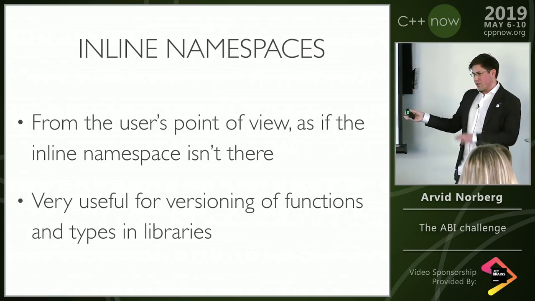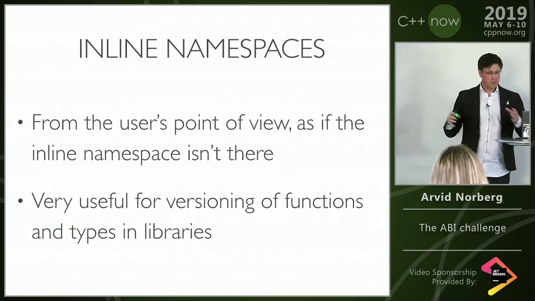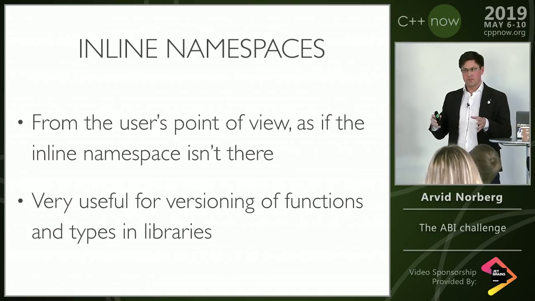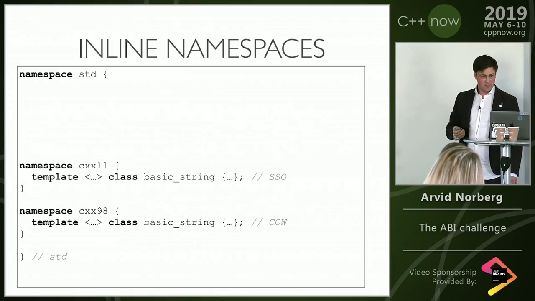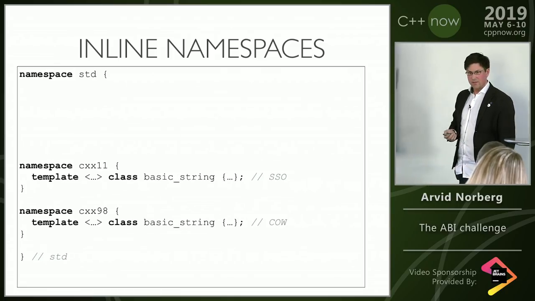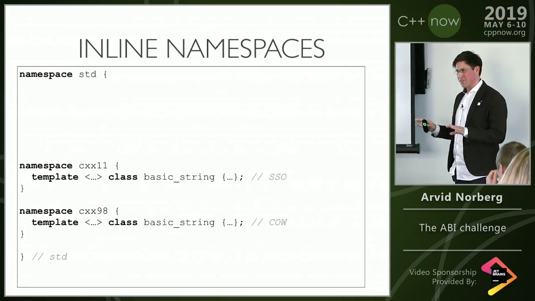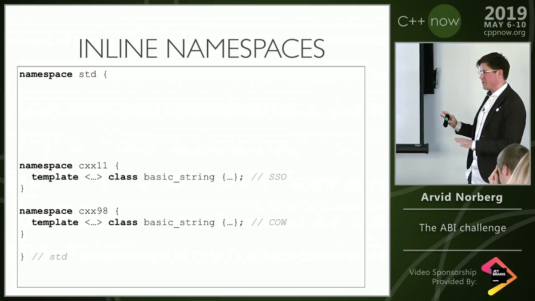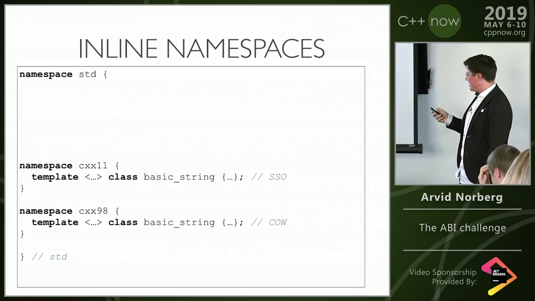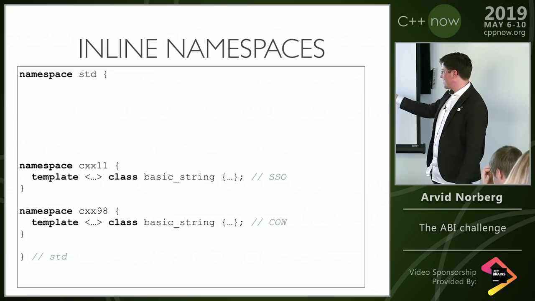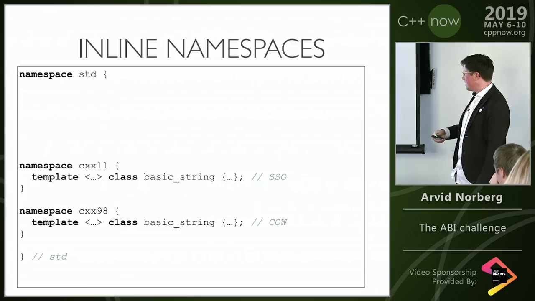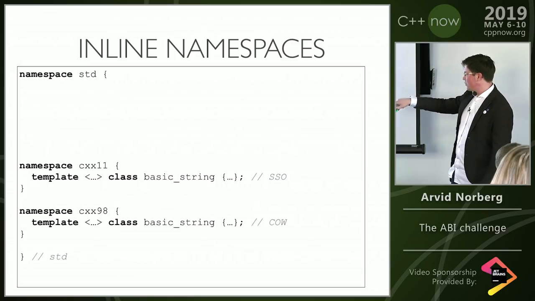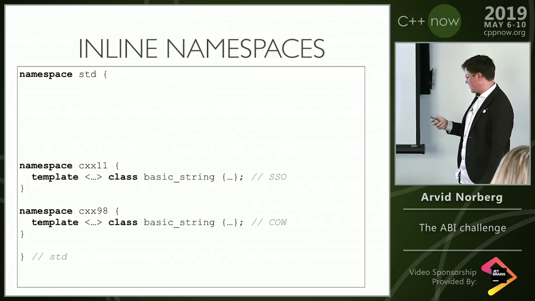So this can be used to encode ABI information in your symbols, but it can also be used to encode versions of your functions. To go back to libstdc++ std string, this is an illustration of sort of what they do. Not supposed to be exact, but you have the two basic strings, one that has the short string optimization and one that has the copy-on-write implementation. One is in namespace CXX11, one in namespace CXX98.